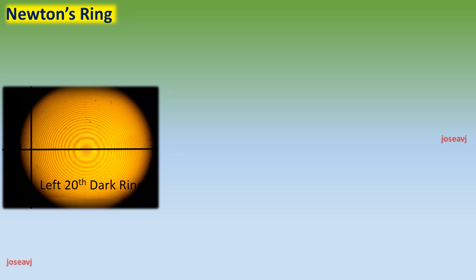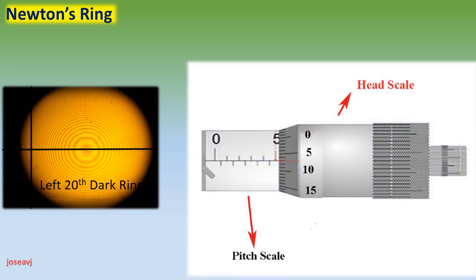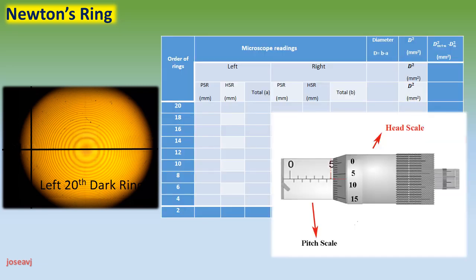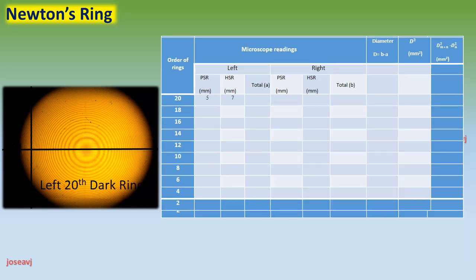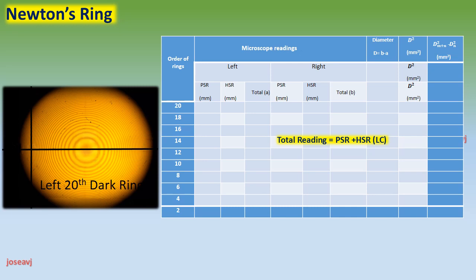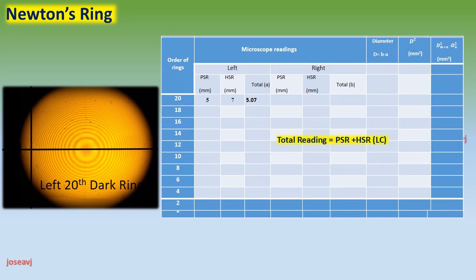What we do is we turn the microscope towards left and make the vertical crosswire tangential to the 20th dark ring on left side. Now when the vertical crosswire is tangential to the 20th dark ring on left side, the screw gauge view is like this. Now we pick out the pitch scale reading and head scale reading and note the values. The pitch scale and head scale reading corresponding to left 20 reading: pitch scale is 5 and head scale reading is 7. Now we calculate the total reading using the formula total reading is equal to PSR plus HSR into LC. So we get the reading as 5.07.